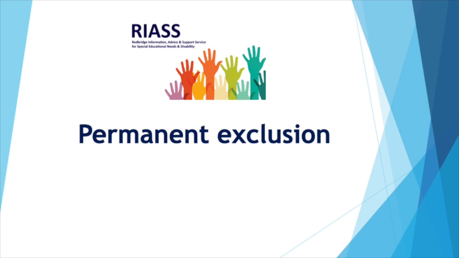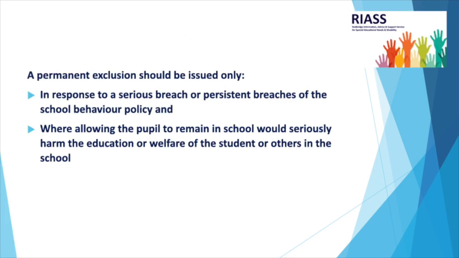Permanent exclusion. A permanent exclusion should be issued only in response to a serious breach or persistent breaches of the school behaviour policy, and when allowing the pupil to remain in school would seriously harm the education or welfare of that student or others within the school.